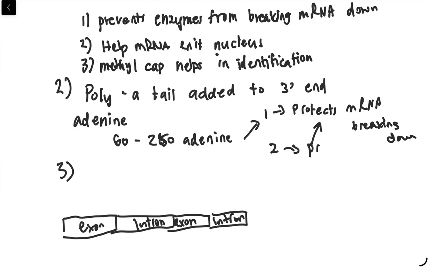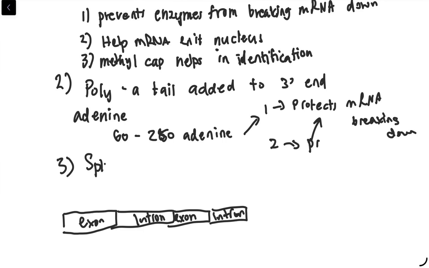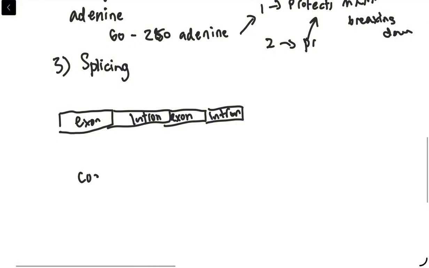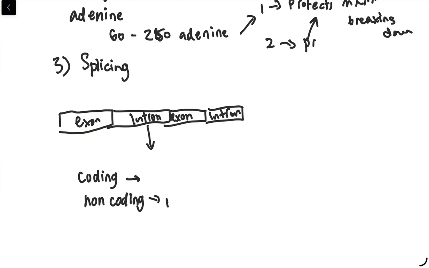The third one gets a little bit more complex. This is what we call splicing. Now, splicing does sound a lot like slicing, right? So you can use that as a hint. Splicing is where specific sections are removed. Now, the RNA contains coding and non-coding sections, right? Non-coding sections don't code for the specific thing that you want, such as the protein. Coding sections do. We call non-coding sections introns, and we call coding sections exons.